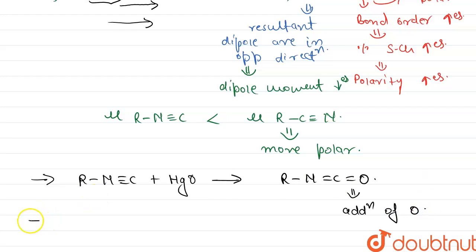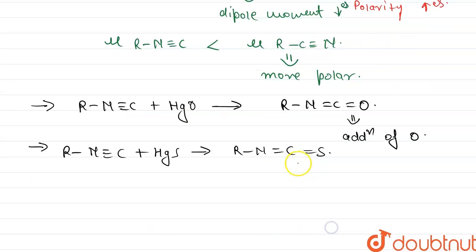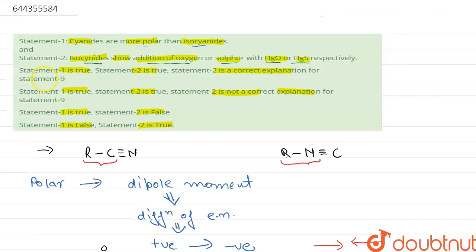Now we will see the reaction of isocyanide with HgS. And again we will get a product like R-N=C=S. Here again the addition of sulfur will occur. So from here we can say that the statement second is also true. Now we will move to the options. So let's check the options.